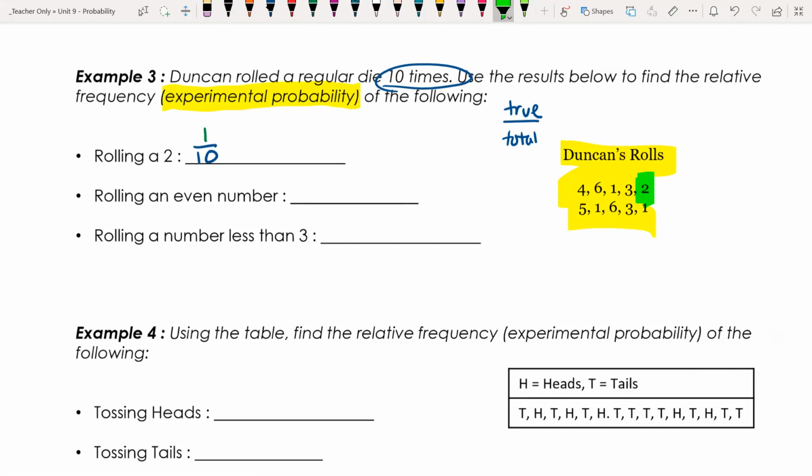How many times did he roll an even number? An even once, twice, 3 times, 4 times. He rolled an even number 4 out of 10, which I can simplify to 2/5. How many times did he roll a number less than 3? So less than 3 is either going to be 1 or 2. Can't include 3. So 1, 2, 3, 4. He rolled less than 3, 4 out of 10 times, 2/5.